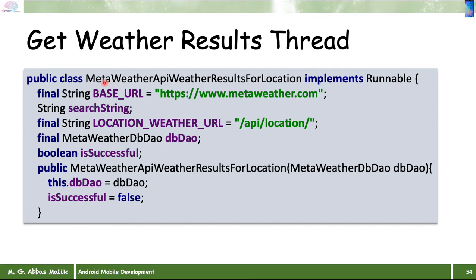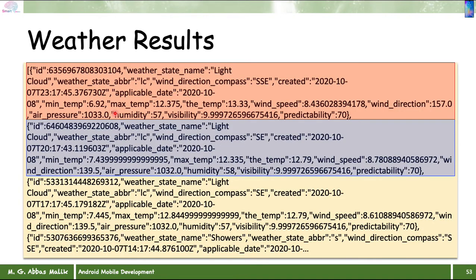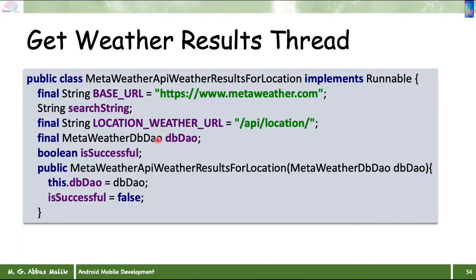So again we create a new class, the MetaWeather API's weather results for location, which implements Runnable. We want to make it a thread. We have a base class and a search string. That search string is actually representing the where on earth ID, because in the URL we need to provide the where on earth ID, and then a slash, and then the current date.